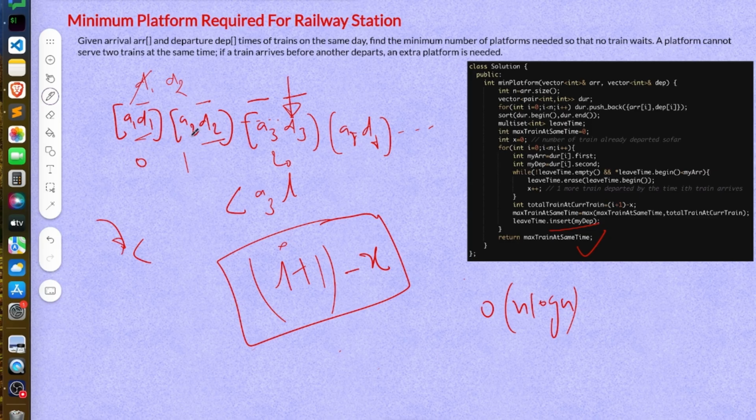Either we remove it or we don't remove it. Once a departure time is removed from the multiset, we won't be keeping it again. That's why, since the pop operation happens at most once per element, the overall complexity for this algorithm is order of n log n. In the multiset, insertion and deletion take order of log n, right? And each departure time can be pushed or popped at most once. So that's why the complexity is order of log n for push and pop, and the overall complexity is order of n log n. And yeah, that's all about this explanation of this problem, minimum platforms required for a railway station.